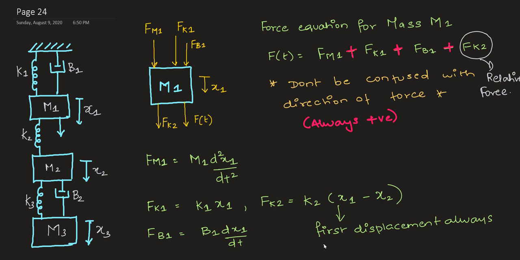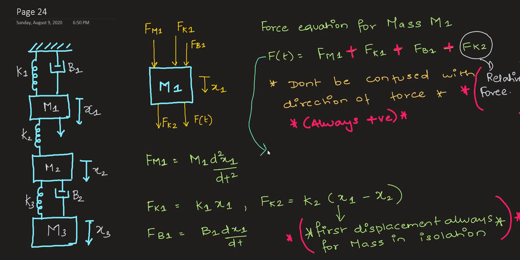And now I'm writing the differential form in terms of displacement for Fm1, Fk1, Fk2 and Fb1. Here again, the first displacement is always the displacement of the mass in isolation, and now I can write my force equation for mass M1 in terms of these differential representations.